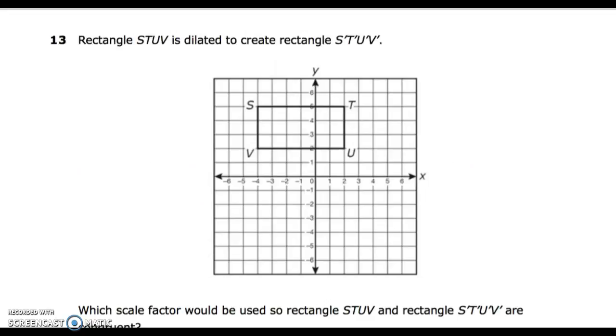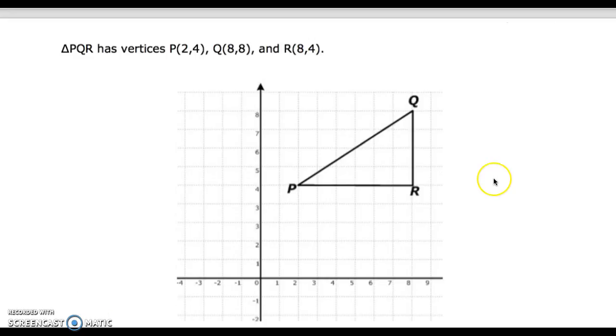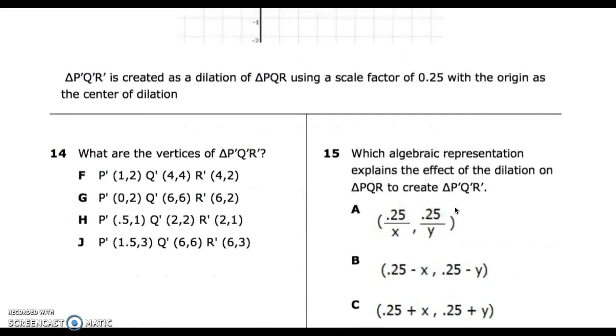13. Rectangle STUV is dilated to create rectangle S'T'U'V'. Which scale factor would be used so rectangle STUV and rectangle S'T'U'V' are congruent? Triangle PQR has vertices P (2, 4), Q (8, 8), and R (8, 4). Triangle P'Q'R' is created as a dilation of triangle PQR using the scale factor of 0.25 with the origin as the center of the dilation. 14. What are the vertices of P'Q'R'? And 15. What algebraic expression explains the effect of the dilation on triangle PQR to triangle P'Q'R'?